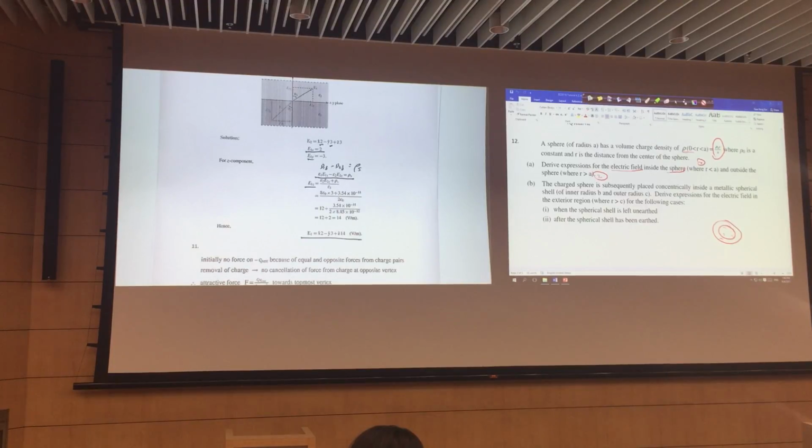First is to draw the Gaussian surface. This is region 1, and then region 2. This is for R greater than A.